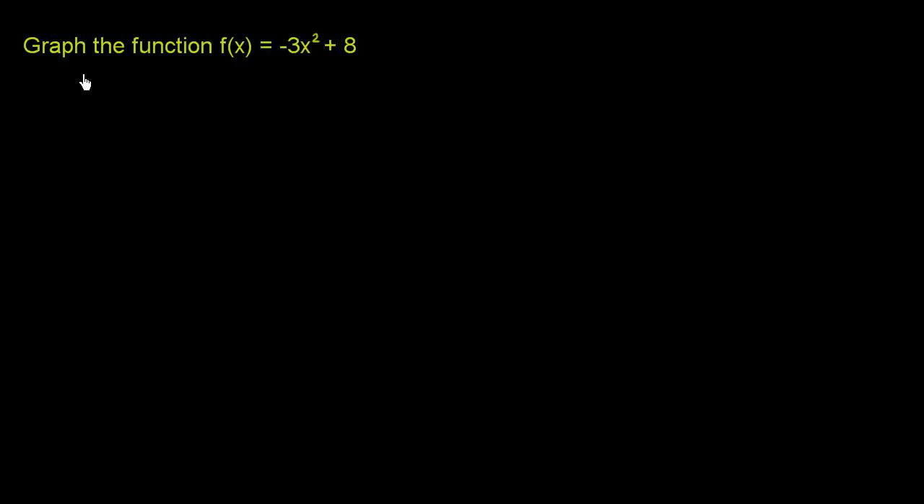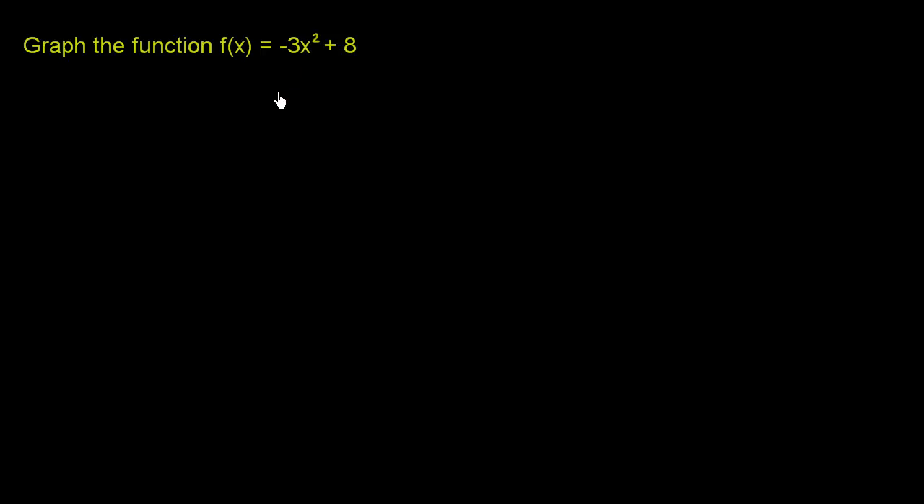We are asked to graph the function f of x is equal to negative 3x squared plus 8. So we'll do this by essentially trying out different points for x and seeing what we get for f of x and then graphing it. But the first question I have for you is, just looking at this function definition for f of x, what type of graph do you think this will be?